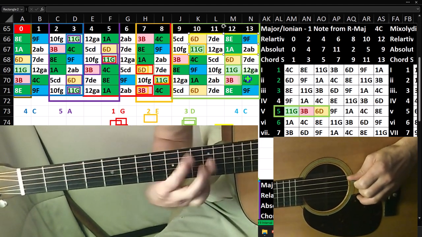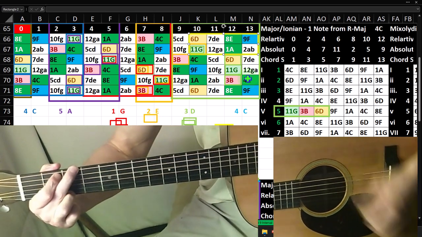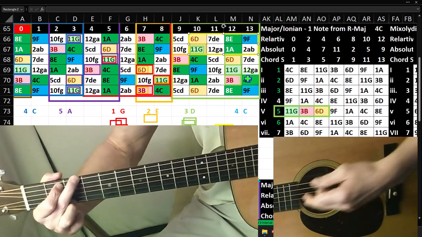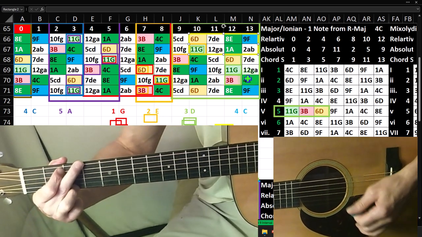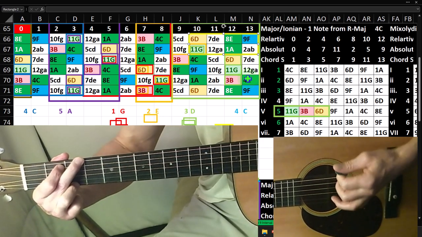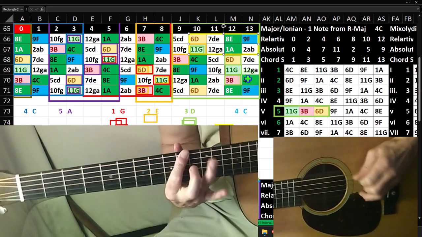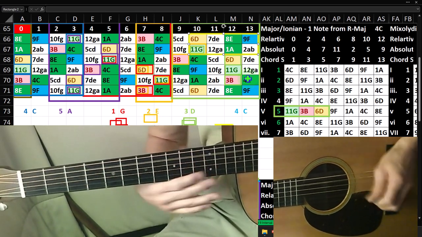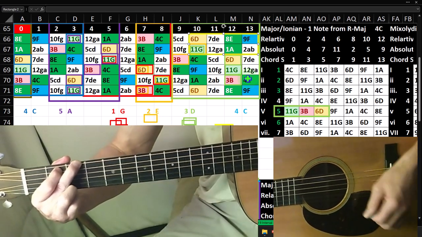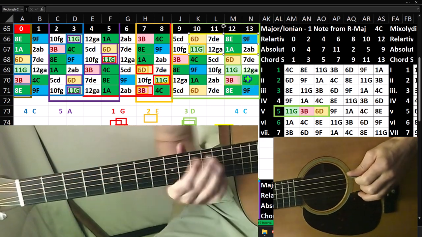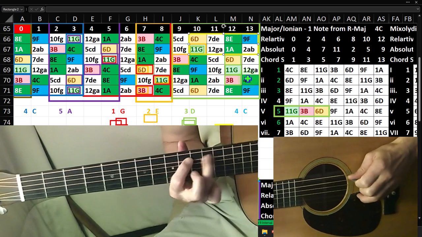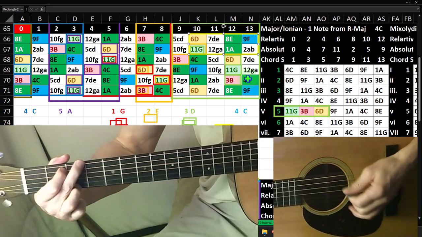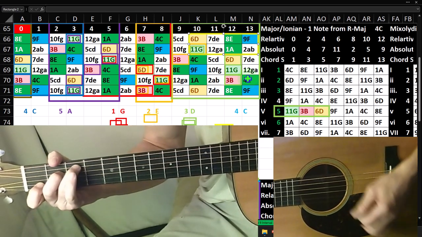Notice I can play open strings, is what I mean, when I'm trying to make this huge jump back and forth, because the open strings all work in our chord projection. We throw a C into it.